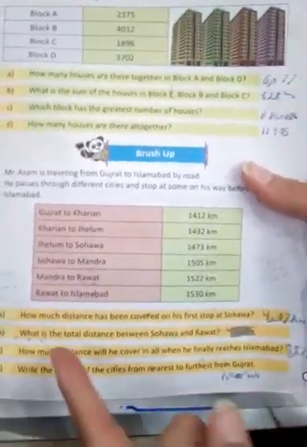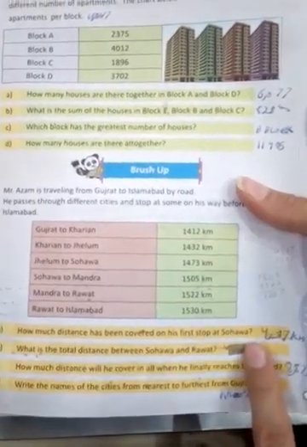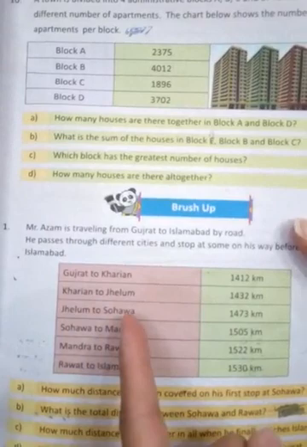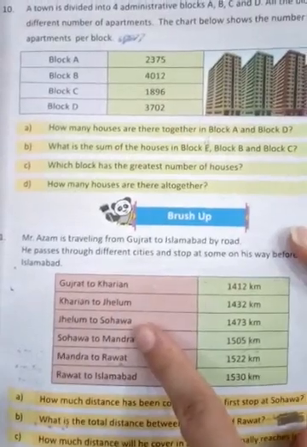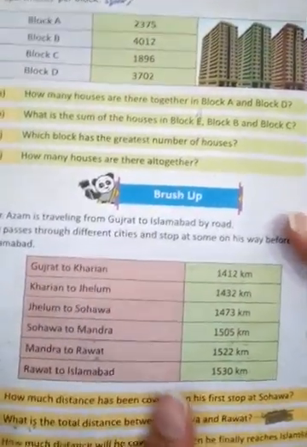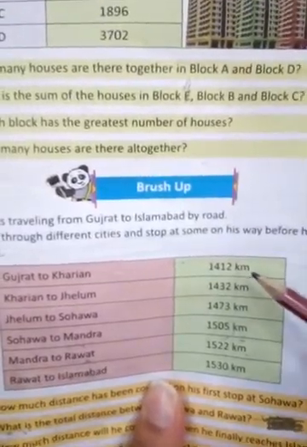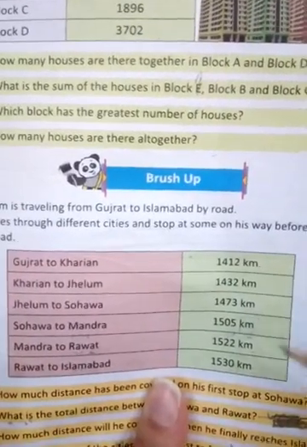Now look at the questions below. How much distance has been covered on his first stop at Suhava? Now look here. From Gujarat to Khariya and then Khariya to Jhelum, then Jhelum to Suhava. It means you have to find how much distance he travelled from Gujarat to Suhava, his fourth station. For finding that answer you have to add those three distances travelled by Ali till Suhava. You find the answer of part A.